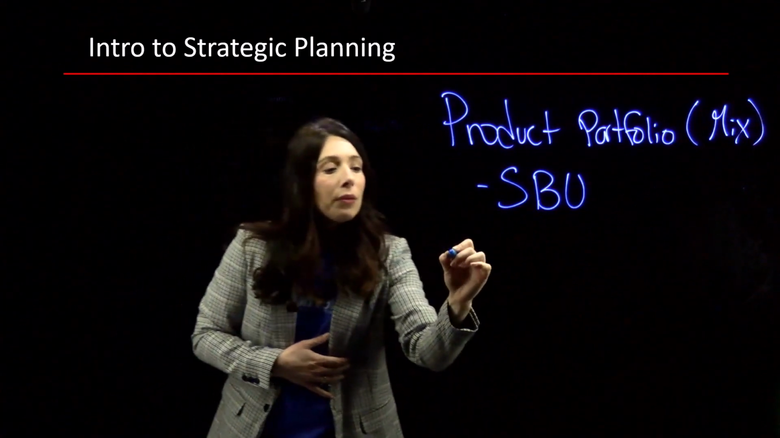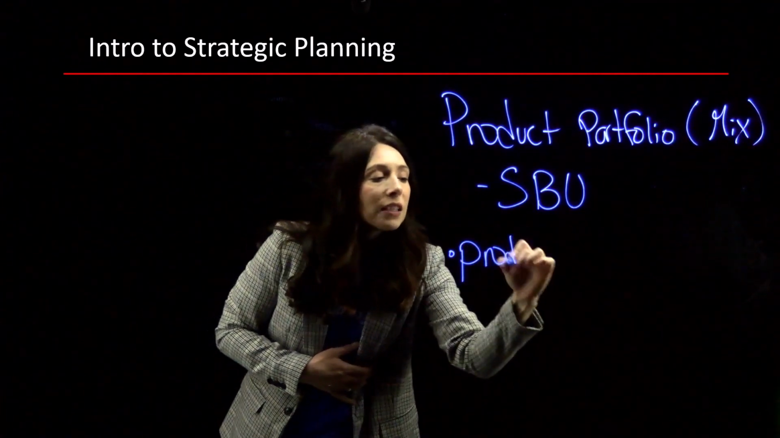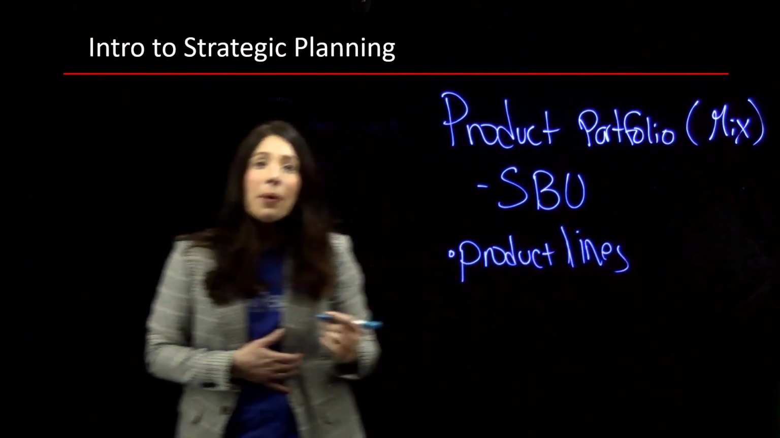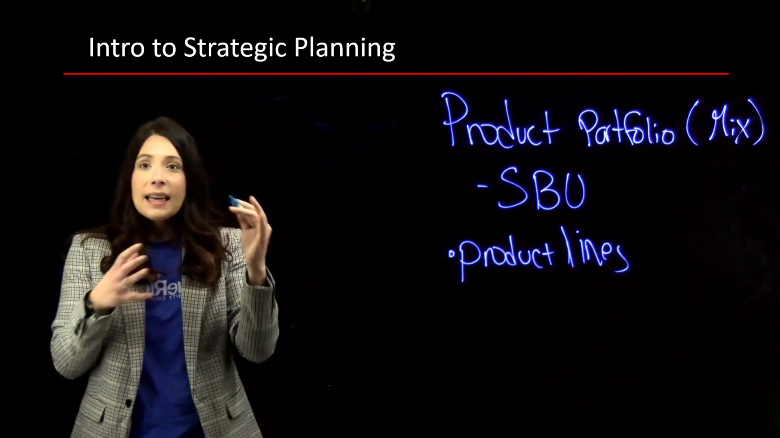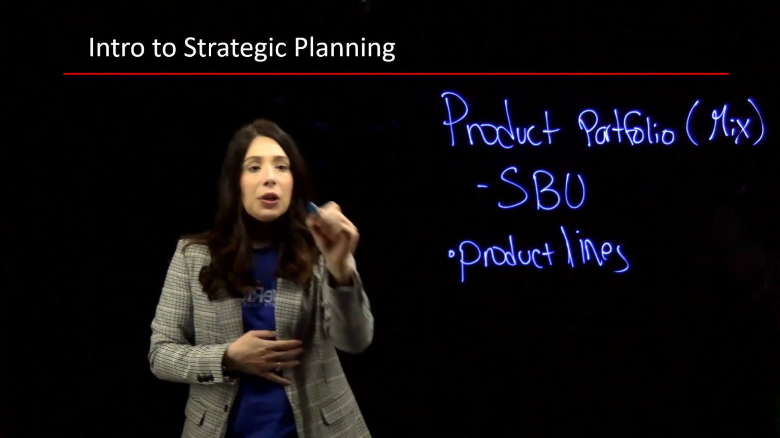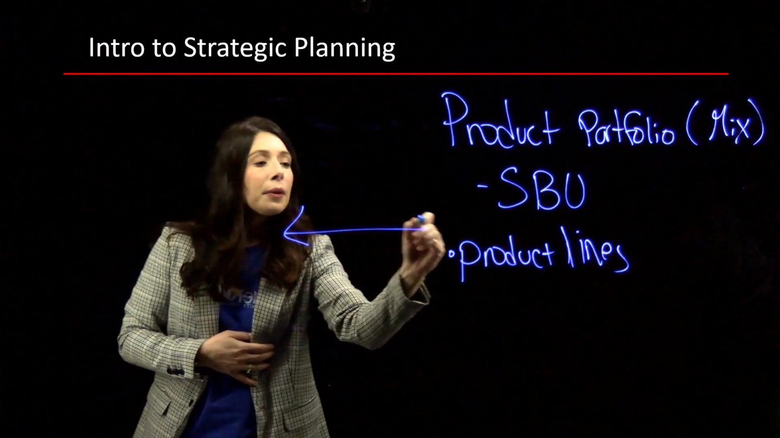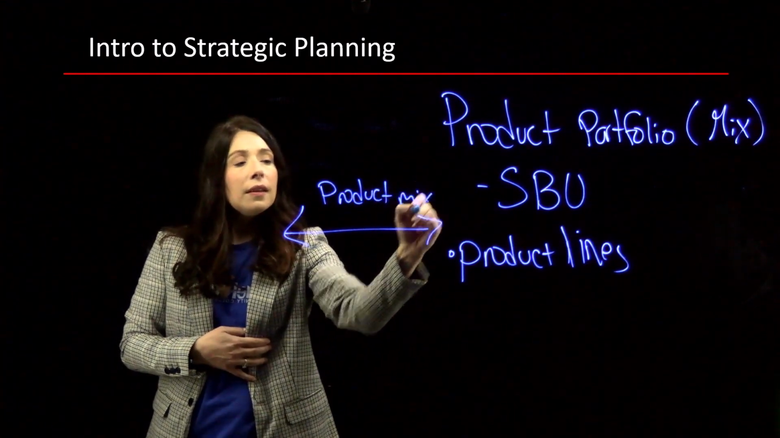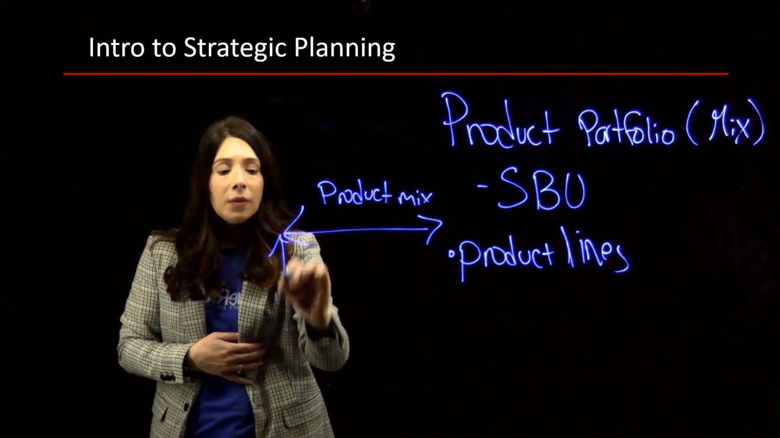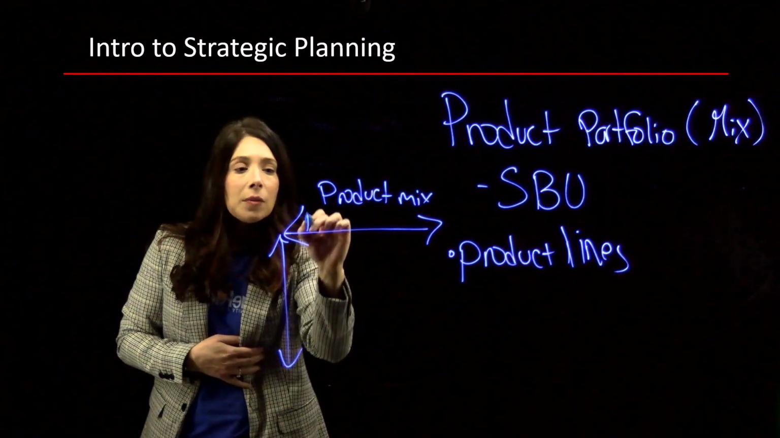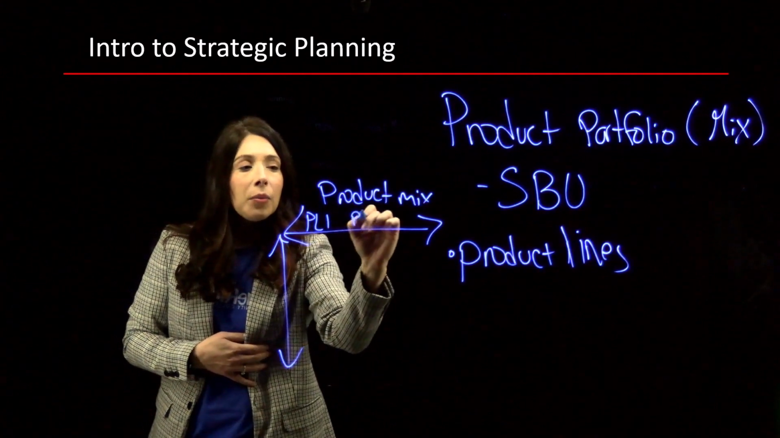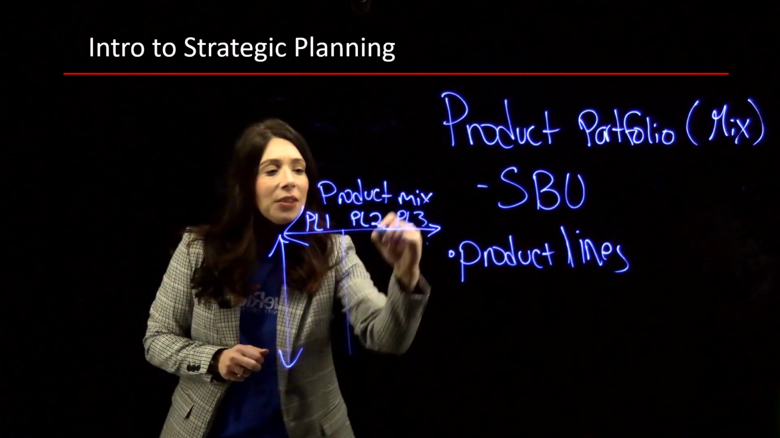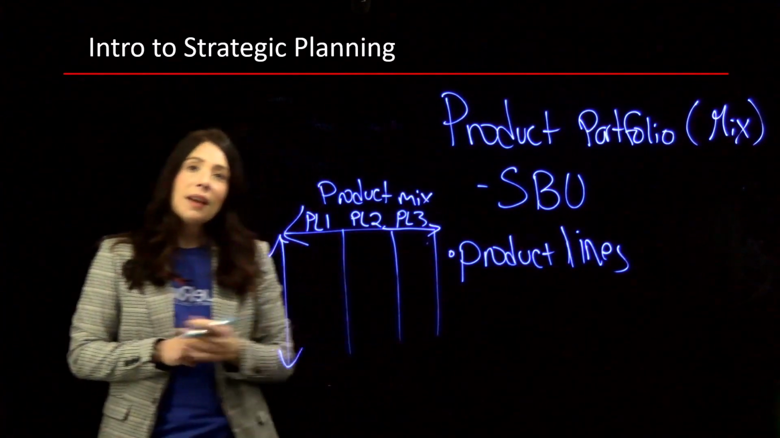So within a product portfolio, you have product lines. Now a product line, start to think of it as a vertical integration. So if your product mix runs like this, a product line will be vertical. So this could be product line 1, product line 2, product line 3. So each of these subsets are a separate product line.